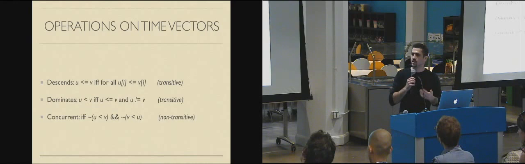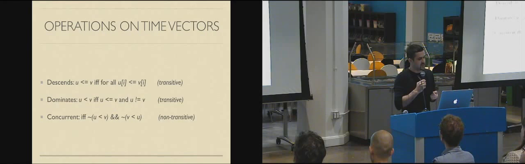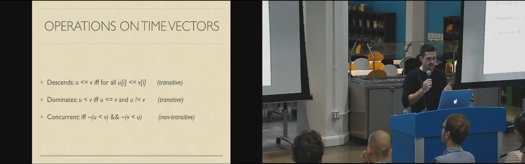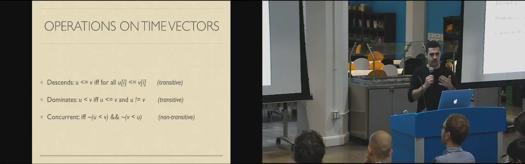So these first two are basically the less than or equal to relationship. Basically, the difference is the not equal to part. Everything else is the same. The point is you do pairwise comparisons. And again, Matern gives us this idea of concurrent, which basically says if the vectors don't dominate each other, one doesn't dominate the other, then they're concurrent.